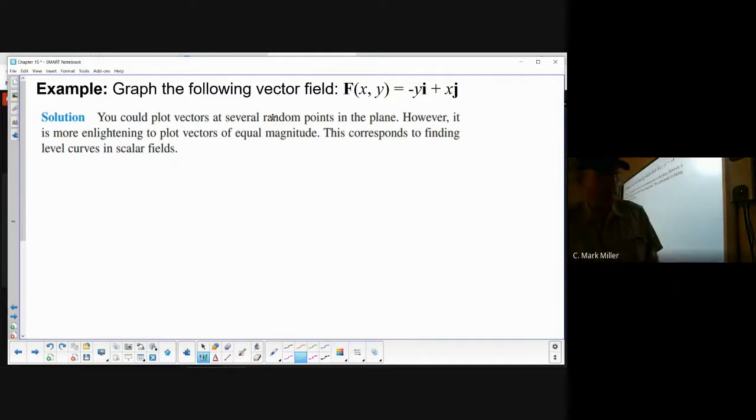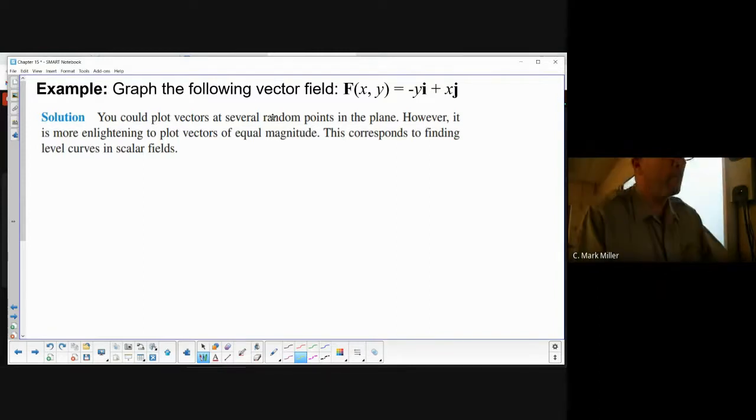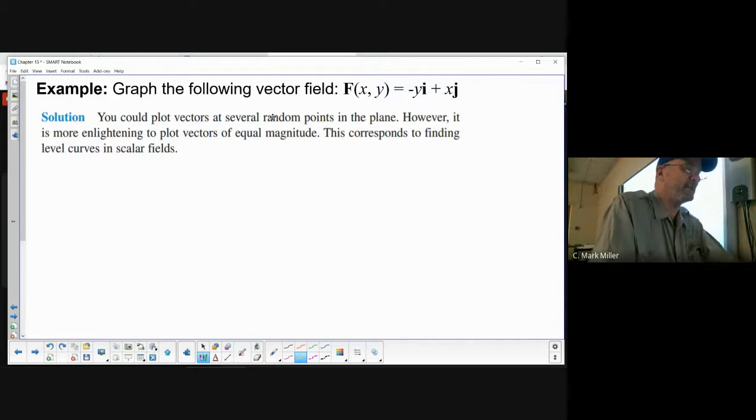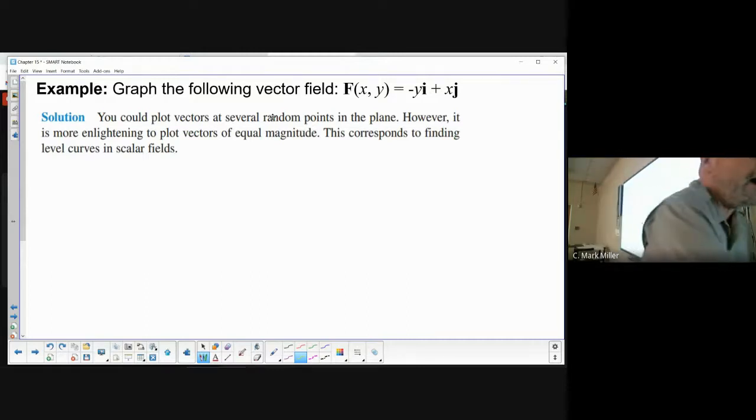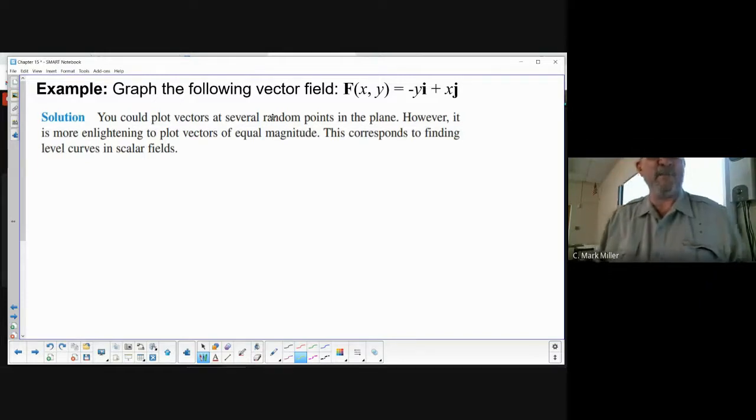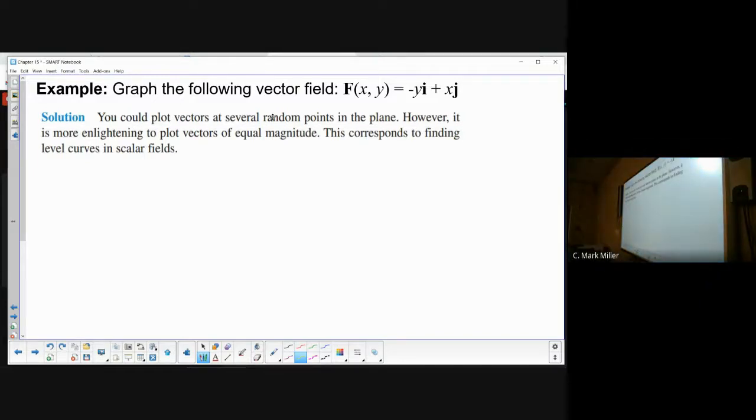Let's have a look at this. Graph the following vector field. Now, when we say graph something like this, we mean draw enough of it so that an observer understands what's going on. Just a second.